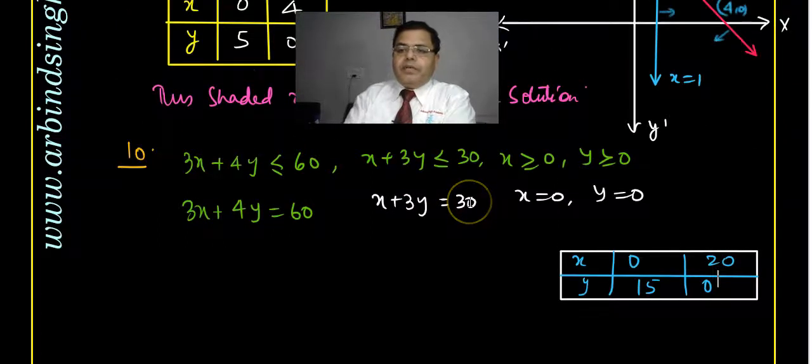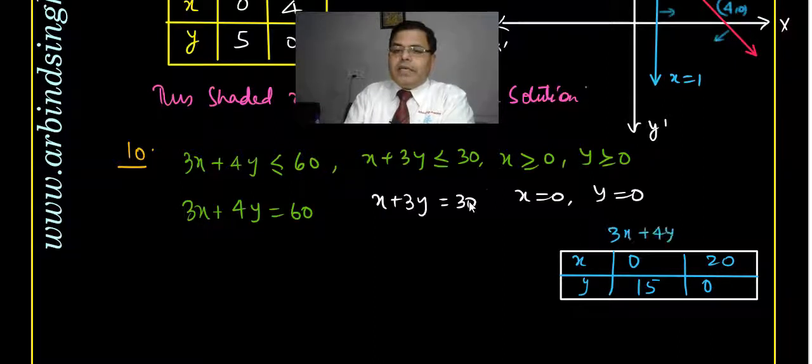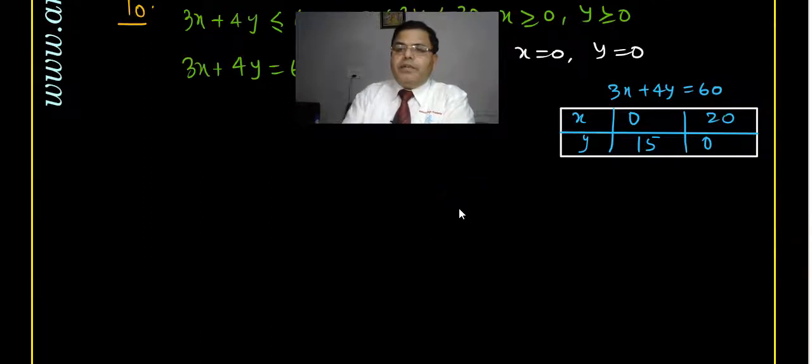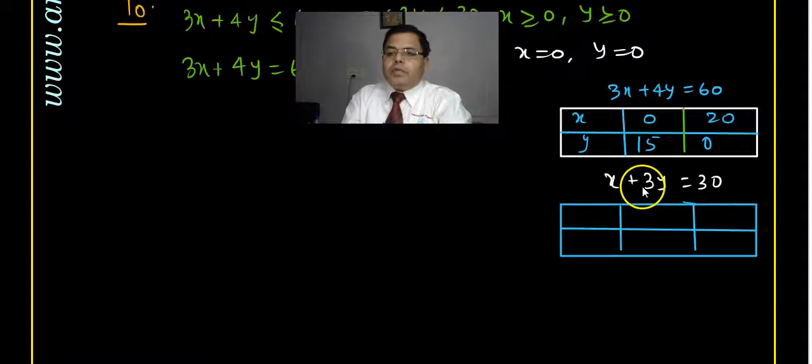Now you have to also make a table for x plus 3y is equal to 30. So again, another table can be made. So for this x, y, the value of x is equal to 0, then y is equal to 10. And when y is equal to 0, then x is 30. So we have to find the big values. And so accordingly, we can take the scale.